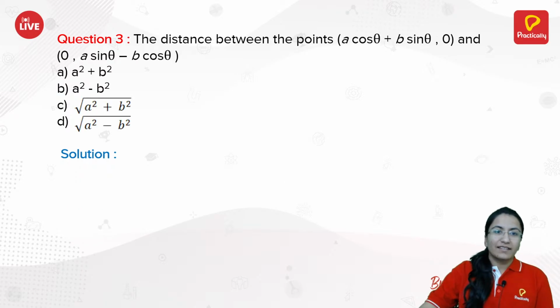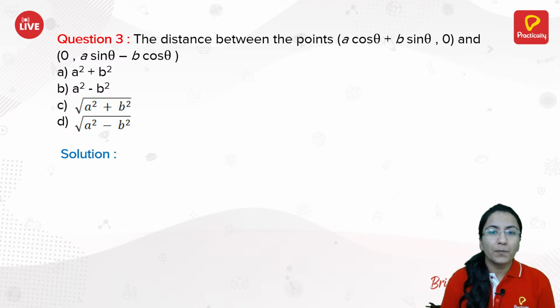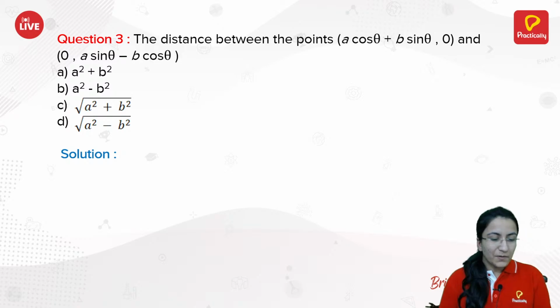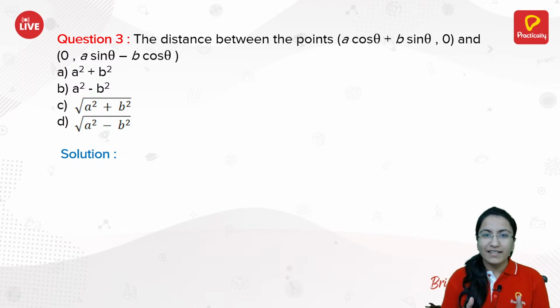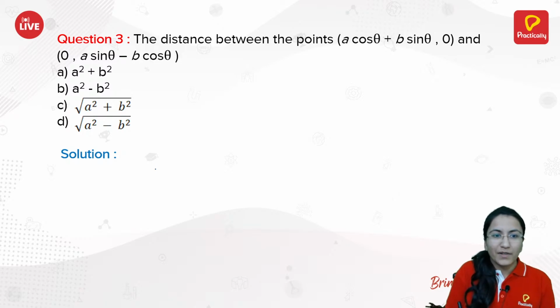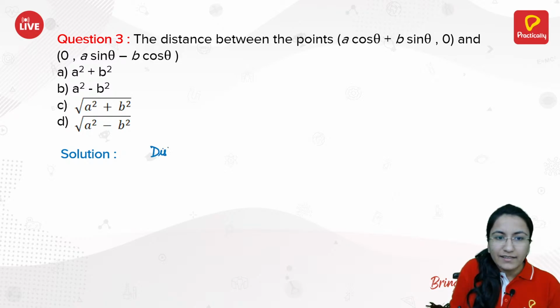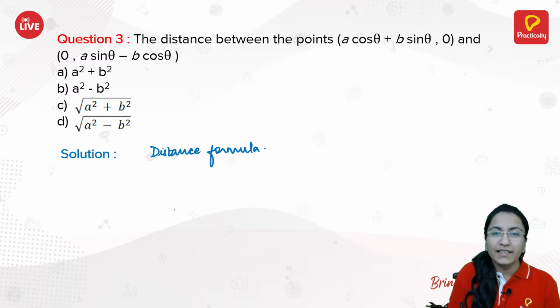Next question is this. The distance between the points a cos theta plus b sin theta comma 0 and 0 comma a sin theta minus b cos theta. I know most of you know which formula to apply here. We need to calculate the distance. That means we need the distance formula, right? You can see directly. We know the distance formula from coordinate geometry, right? The distance formula needs to be applied over here.